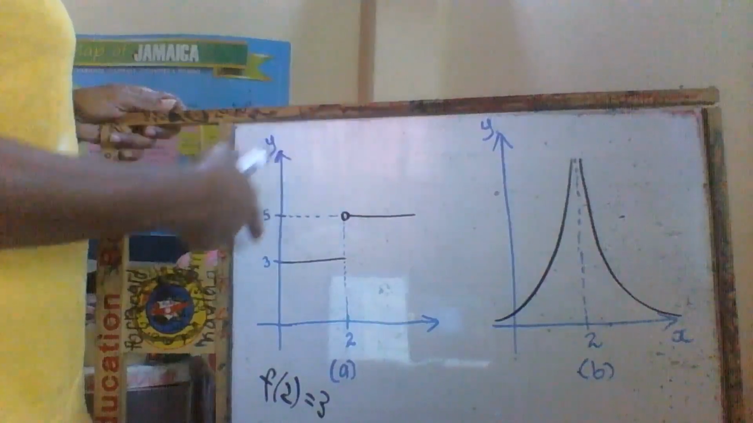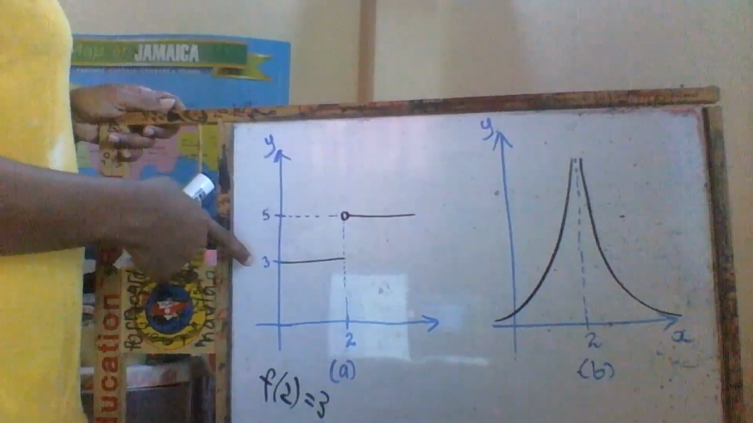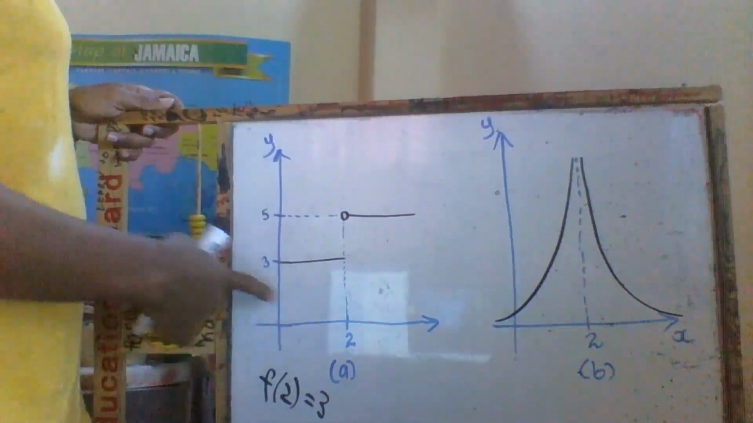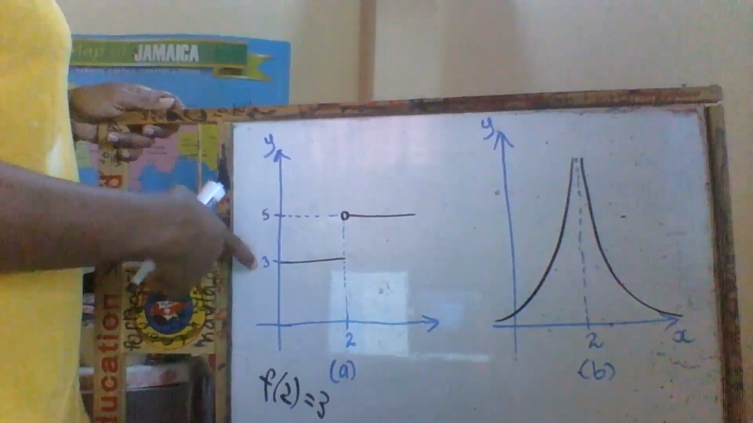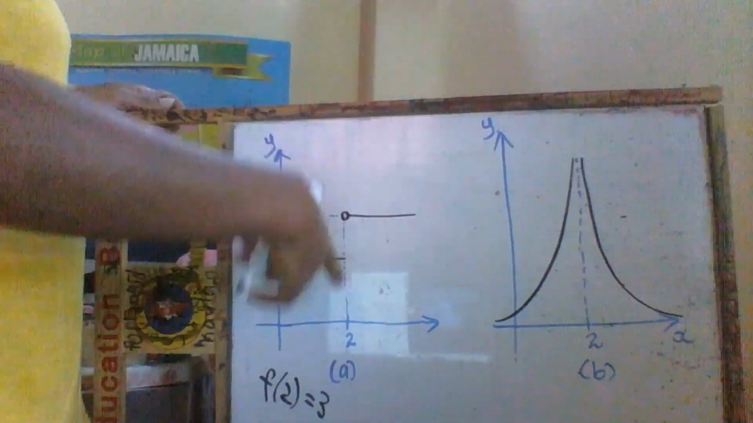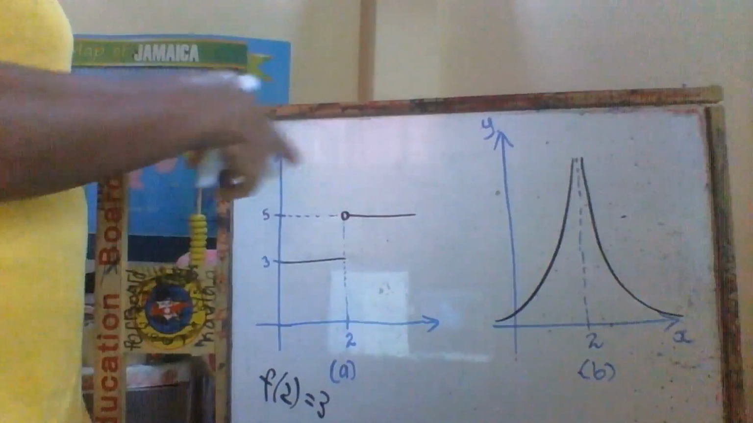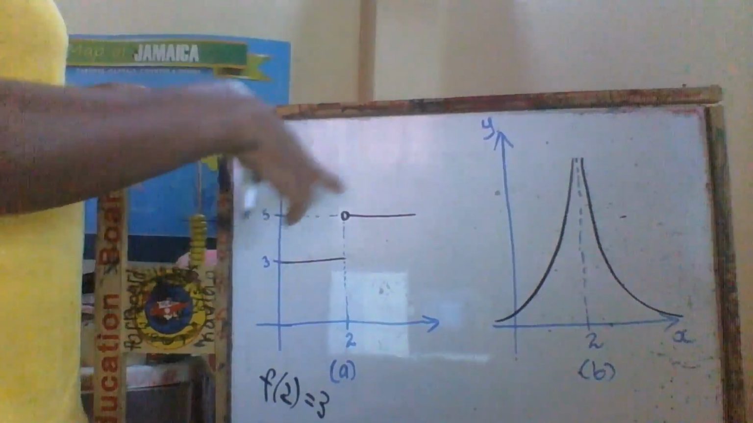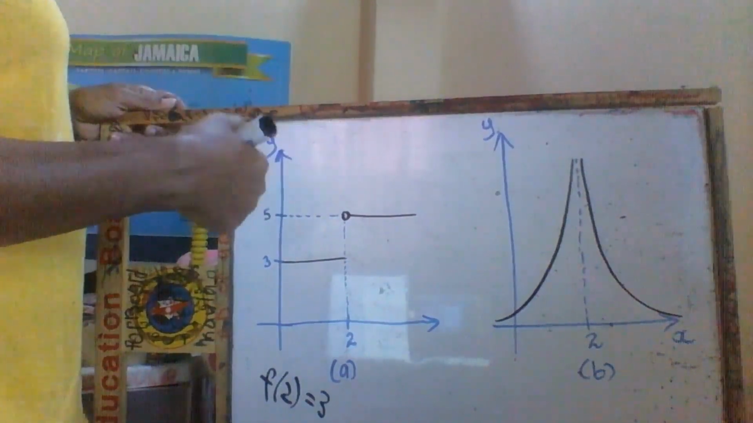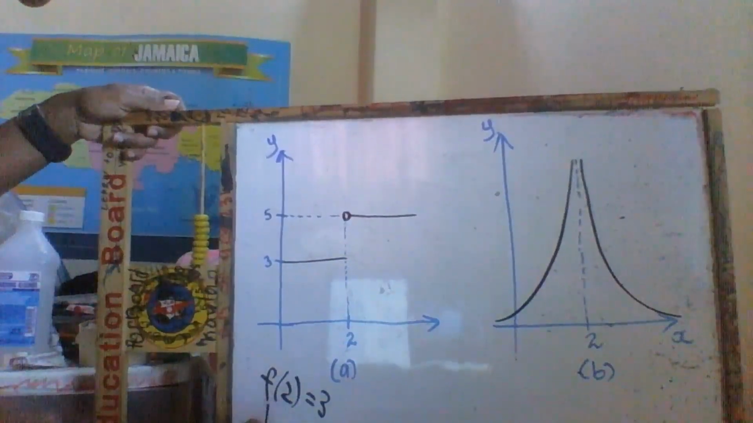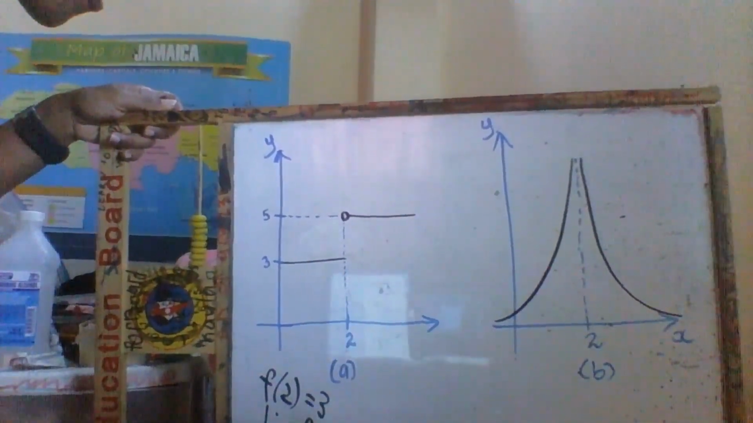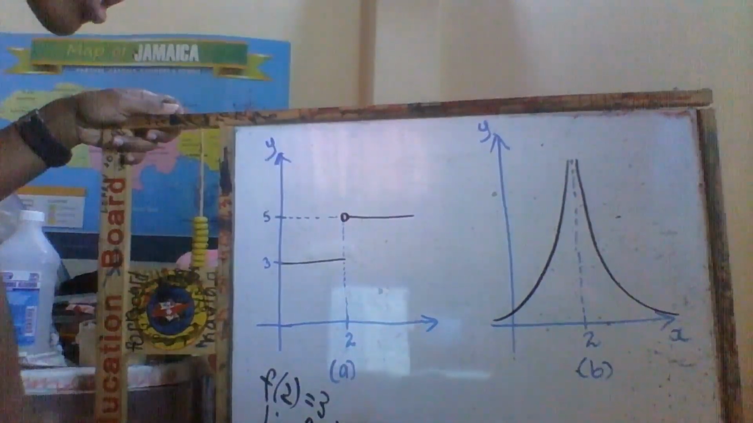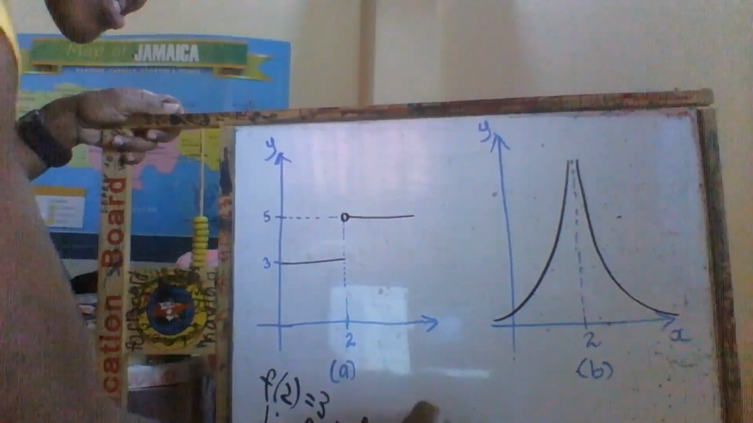So your left-hand limit, we call it, is 3. Your right-hand limit is 5, meaning if you approach 2 from the left, it would be a value of 3, but if you approach from the right, at the same x of 2, you are approaching a y value of 5. So 3 from the left, 5 from the right means that the limit does not exist. So we would write the limit of f of x as x goes towards 2 does not exist.